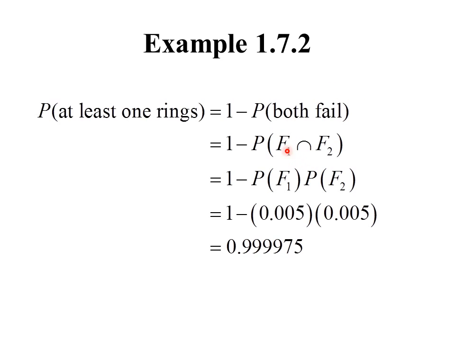Well, both fail means that F1 and F2 occur. And so because these are independent, we can simply calculate this probability by multiplying the two individual probabilities. Well, the problem says the probability that each one fails is 0.05. So we plug those numbers in, do the arithmetic, and there's our final answer. So the probability that at least one will ring is almost 1. Not exactly 1, but very, very high. And so that's what independence allows us to do. We calculate this probability of the intersection by simply multiplying the two probabilities, and we're all done.